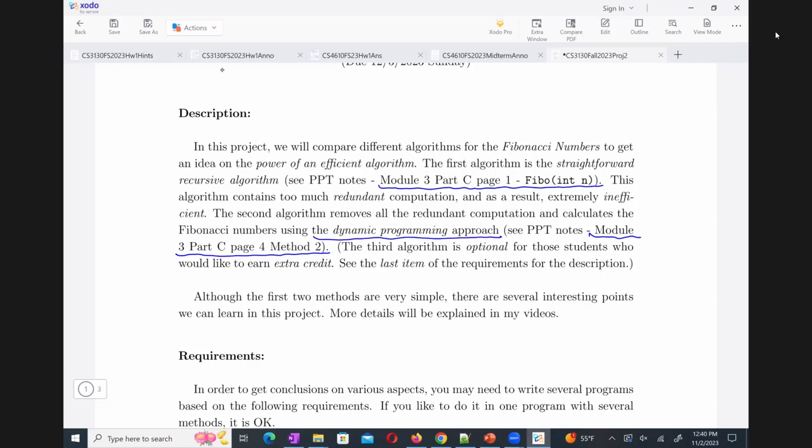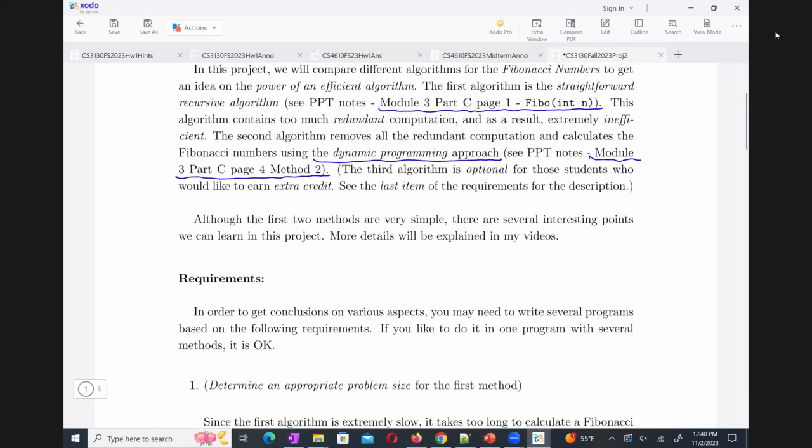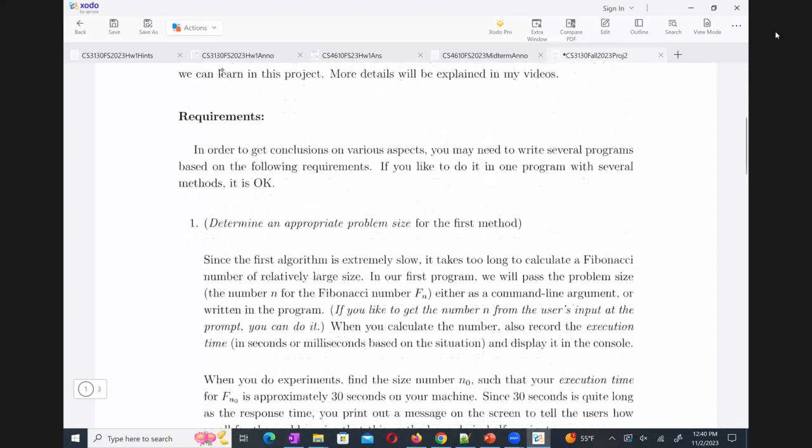The coding is very simple. These two methods are very simple. So overall, this project is pretty simple, not too hard. But I add a little more work. If you only compare these two methods, it's probably too easy for you. So I'd like you to learn a little more.